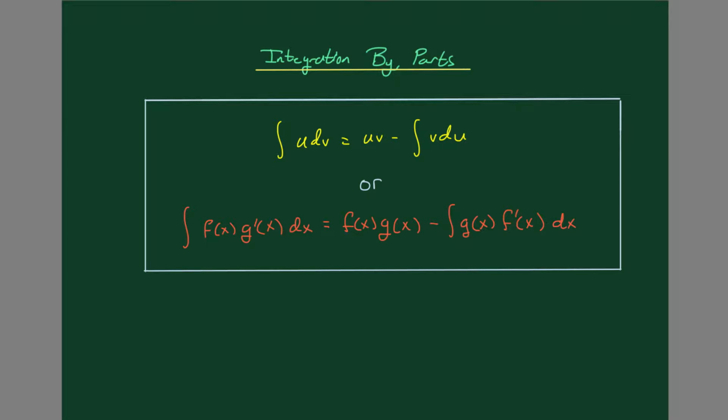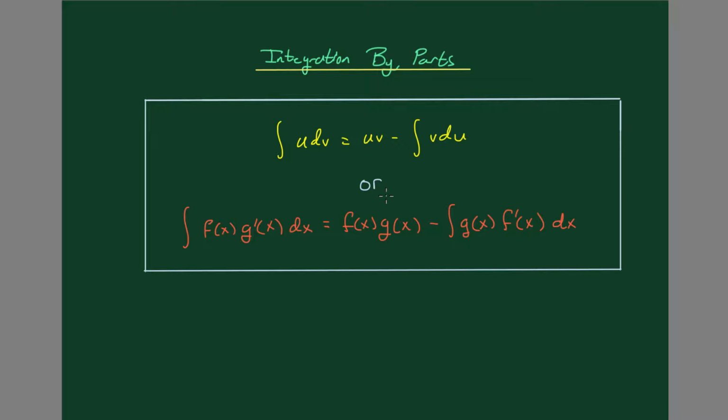Alright, so what we're going to be doing in this video is working on a few integration by parts problems. We're going to be doing these problems using the integration by parts formula, and that's the integral of u dv is equal to uv minus the integral of v du.